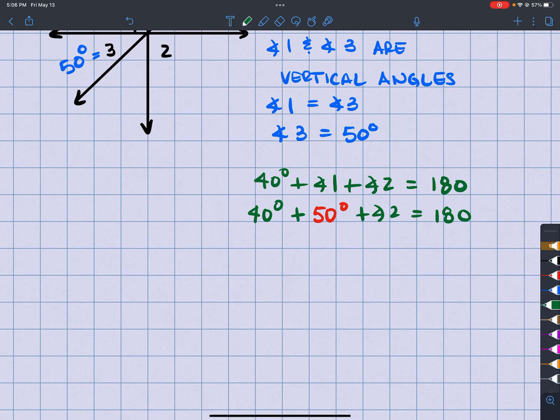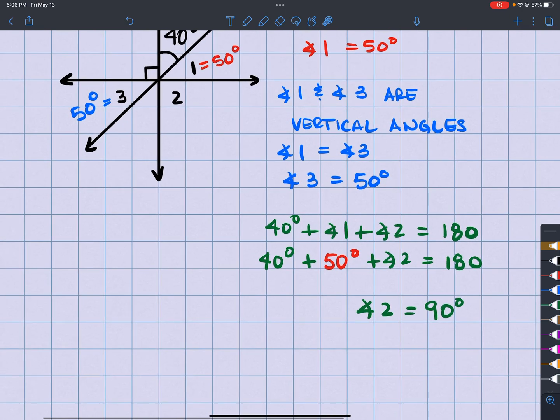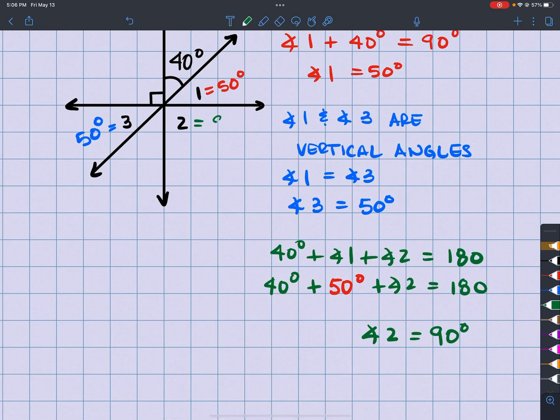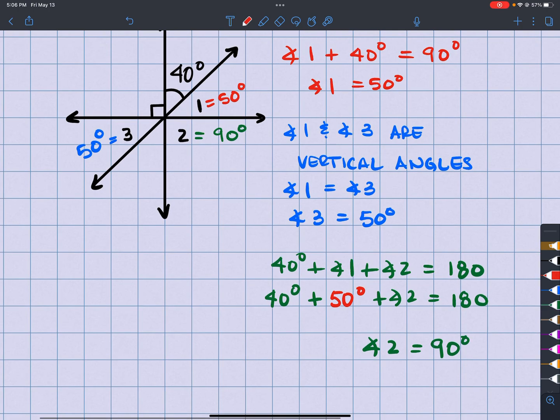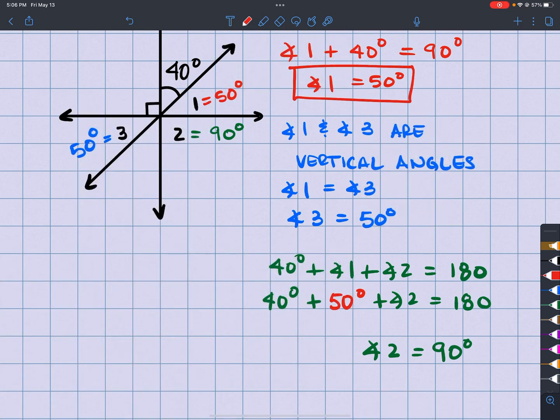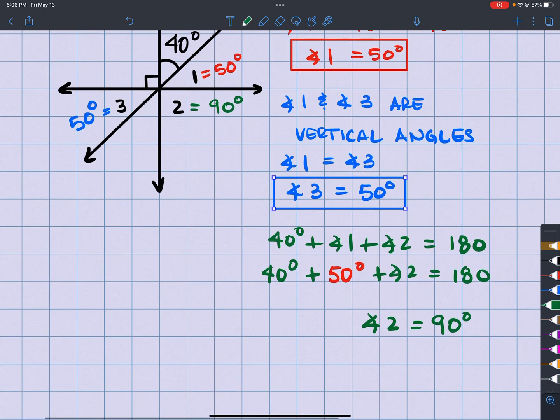So if I solve for angle 2 here, guys, angle 2 is going to be 90 degrees. And in case you guys wonder how I got the 90, the 40 plus the 50 gives you 90. And then I have to subtract that 90 away from the other side, which gives me 90. So angle 2 is going to be 90 degrees. So there's my angle 1, my angle 3, and my angle 2.